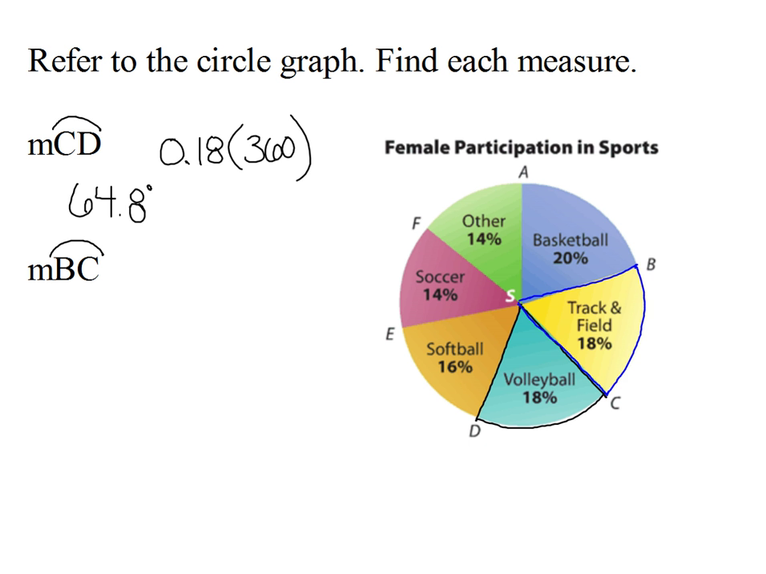BC is also 18%. So that means they are the same. So BC would also be 64.8 degrees. Since the central angles are the same, the measures of the arcs are the same.